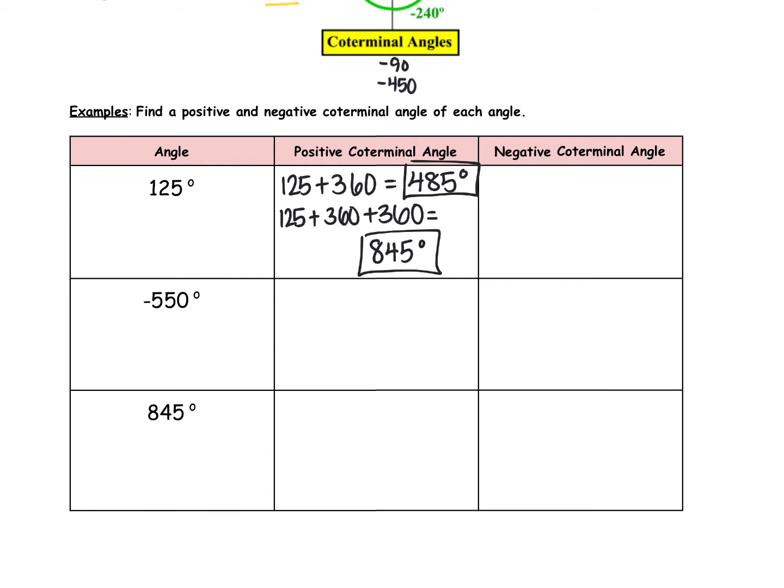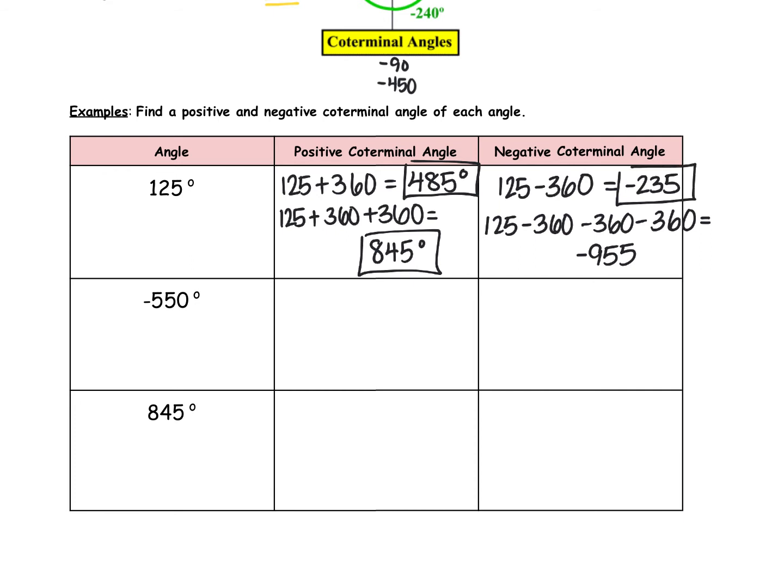Now, for a negative coterminal angle, I would do 125 minus 360. That's the only way you're going to get it to be negative, right, if you subtract a bigger number. So that would give me negative 235. Now, another possibility, you could take 125 and subtract 360 three times if you wanted to. And that would still be a negative coterminal angle. So pause the video and see what you get. All right, so I got negative 955. So these are all examples, negative 235 and negative 955.